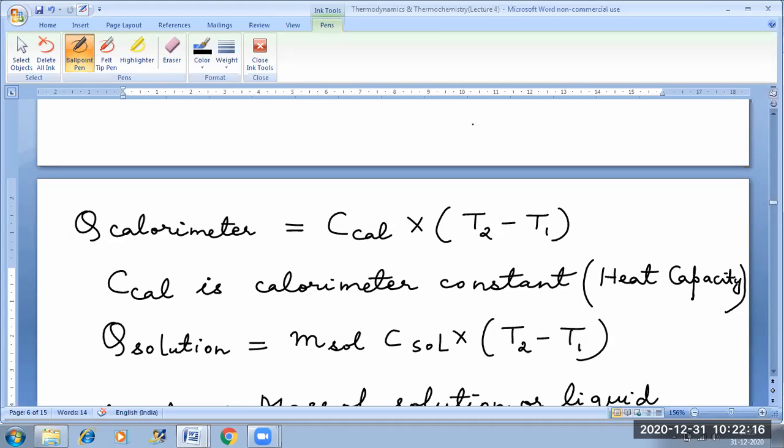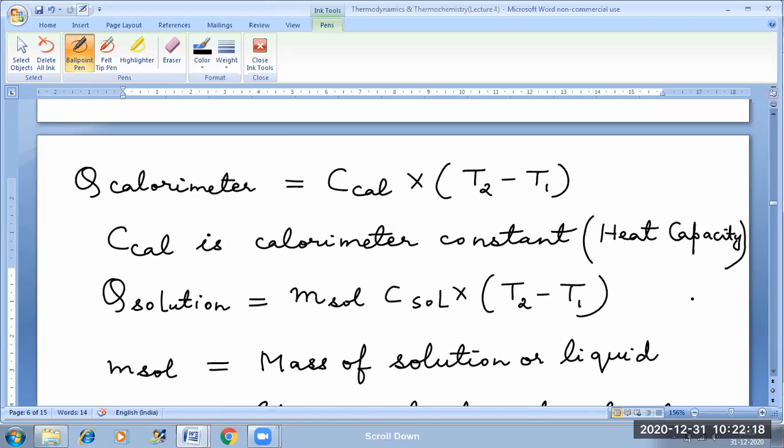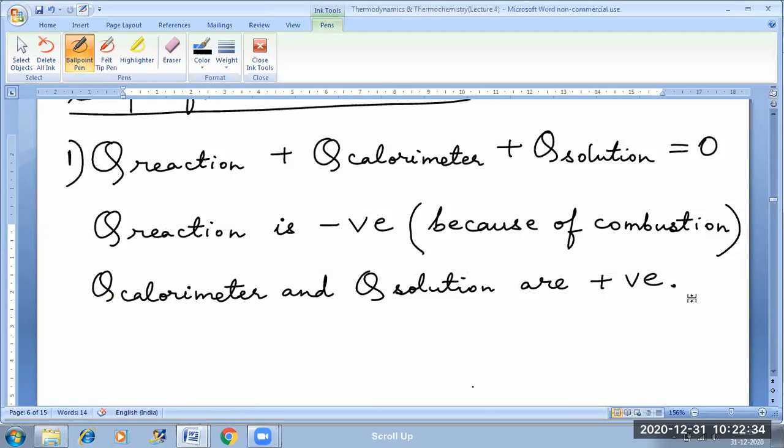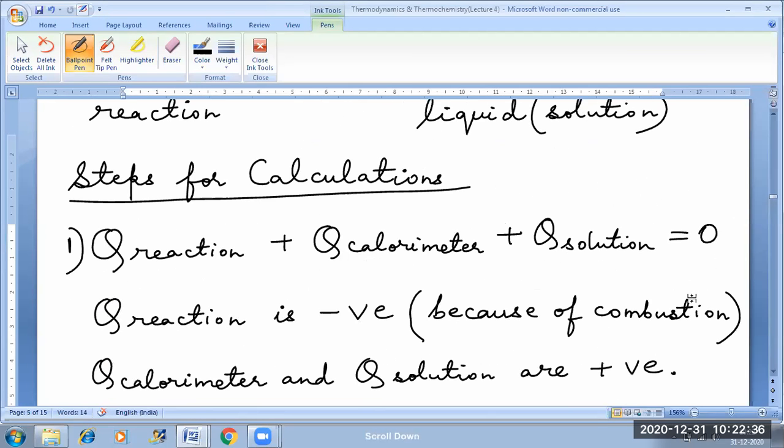And what is Q solution? M C dT. What is M? Mass of solution. C solution is specific heat capacity of liquid, that is joule per kilogram Kelvin or joule per gram Kelvin. Once we have put these values, we can get the value of Q reaction.